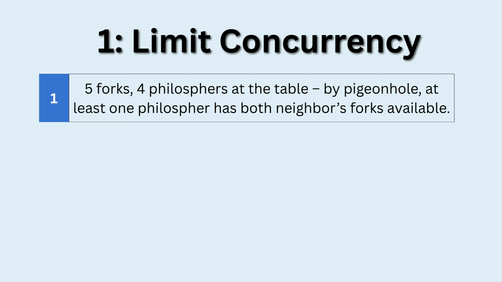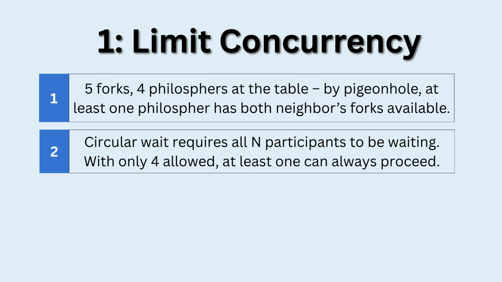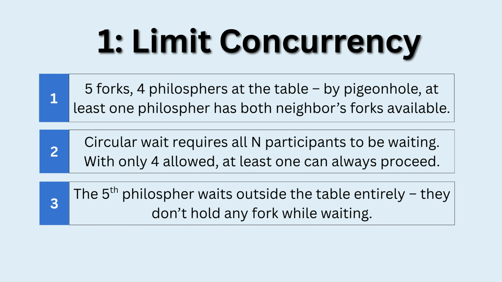Why does this work? With 5 forks and 4 philosophers at the table, by the pigeonhole principle, at least one philosopher always has both adjacent forks available. Circular wait requires all n participants to be waiting. With only 4 allowed in, at least one can always eat. The chain can never be complete. Deadlock is mathematically impossible.